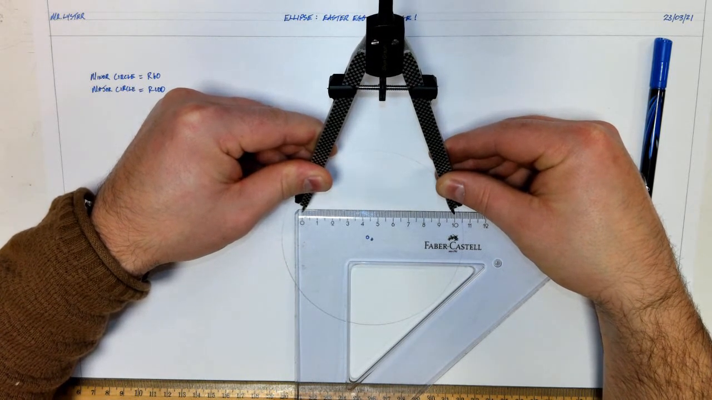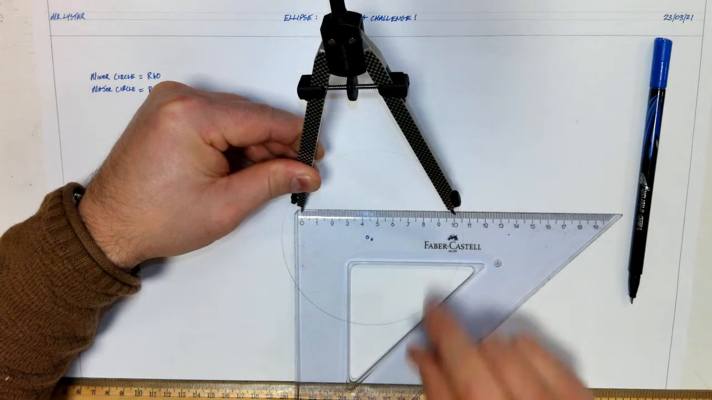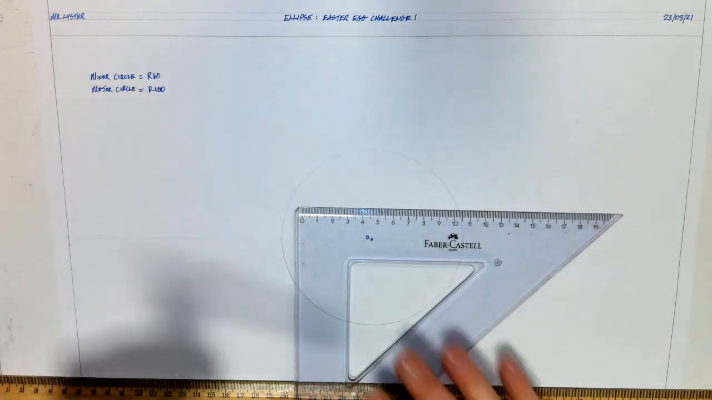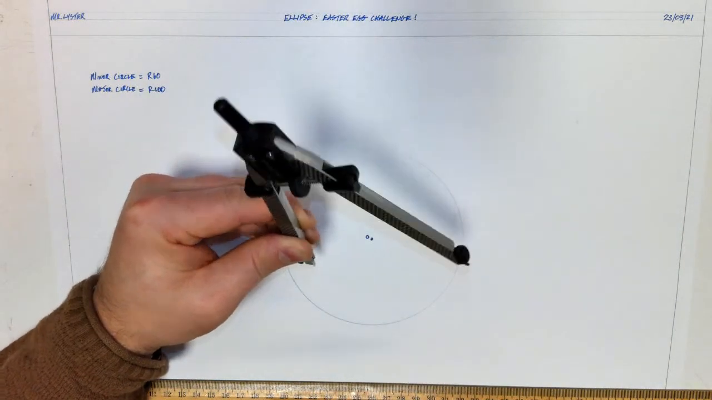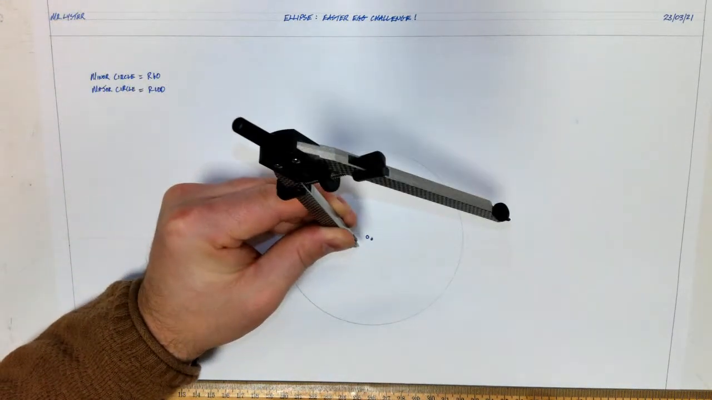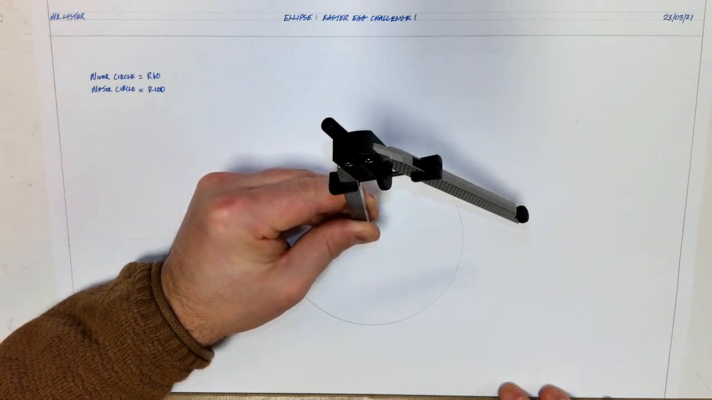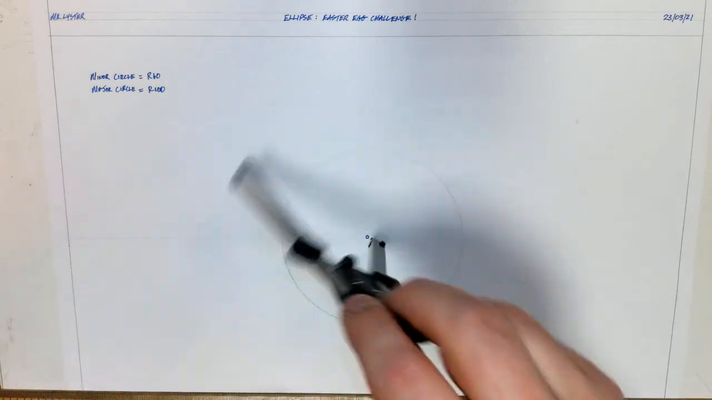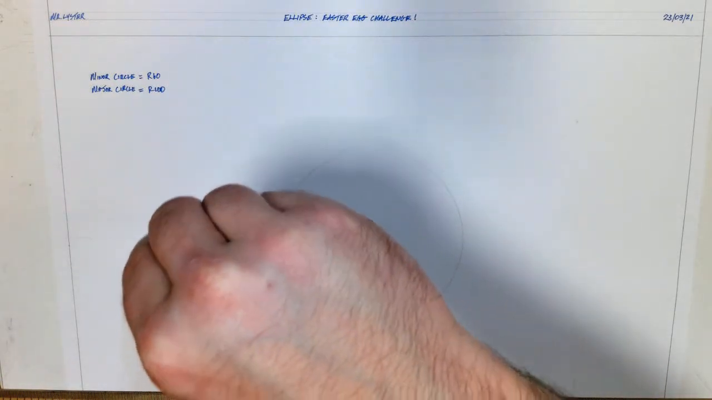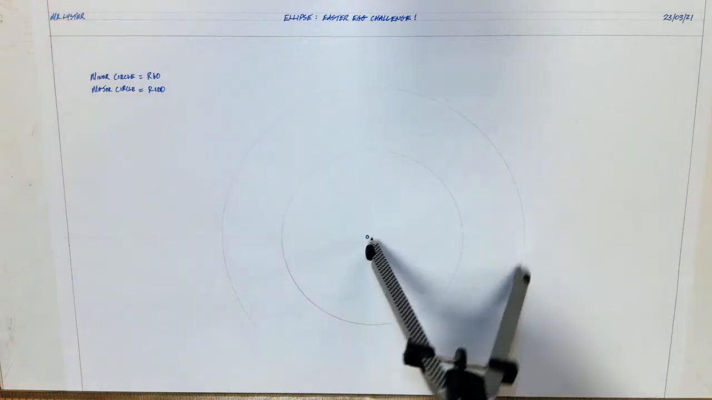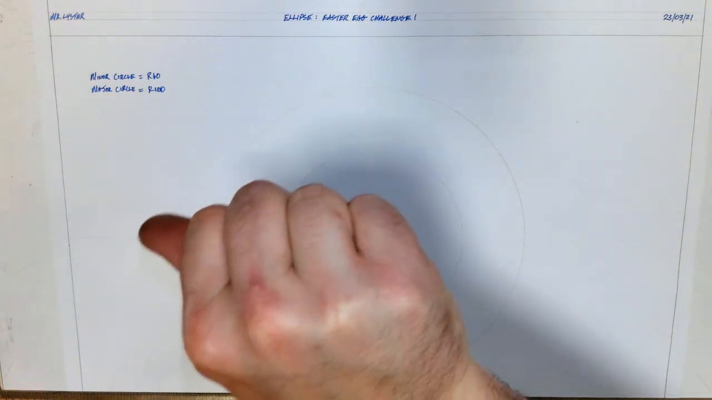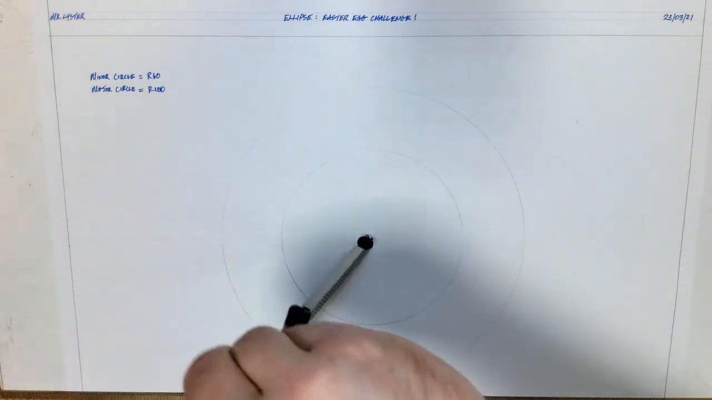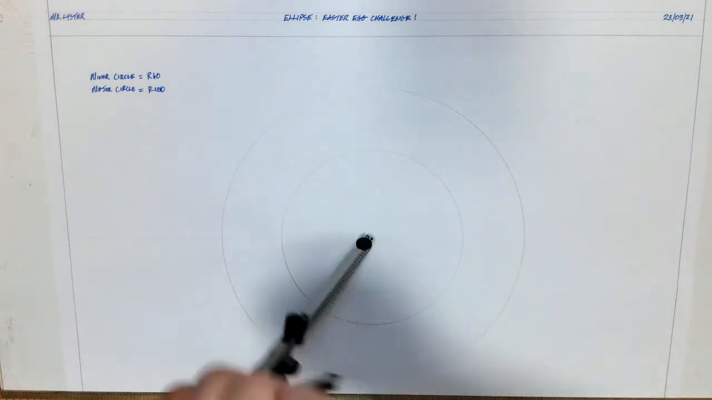Make sure you're good and accurate here, and make sure the lead on your compass is nice and sharp. If you want to sharpen it, get a little bit of sandpaper. Those of you who have fancier items might have a lead sharpener, which looks like a very small pencil pair. I have one somewhere, but I prefer to use the sandpaper. Now I'm going to scribe my second circle, the major circle, which has a radius of 100.